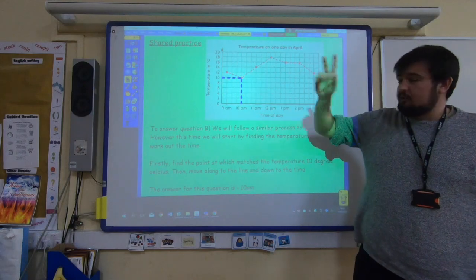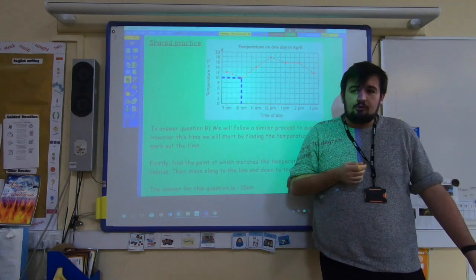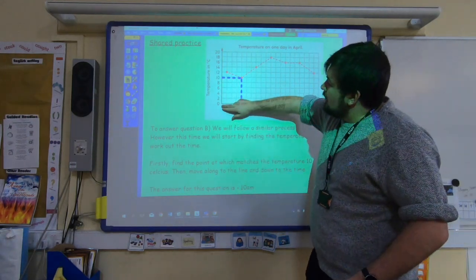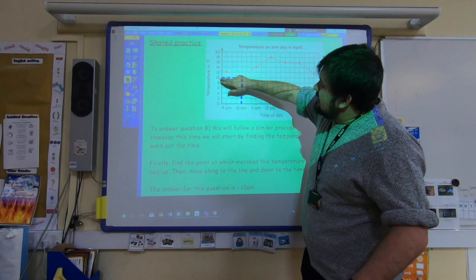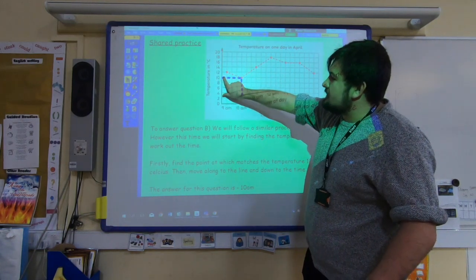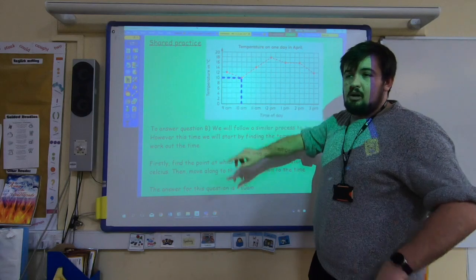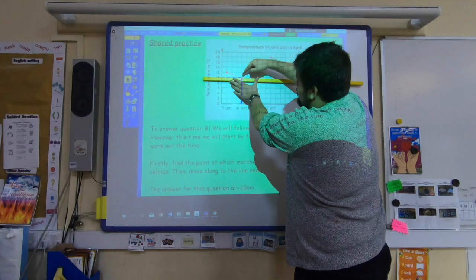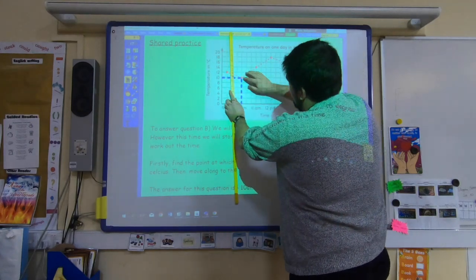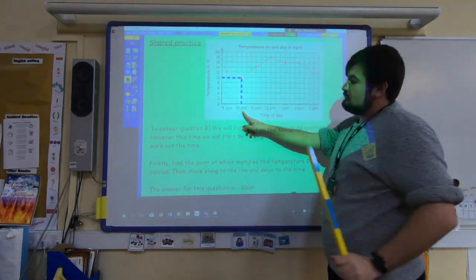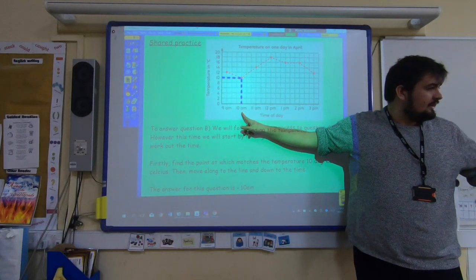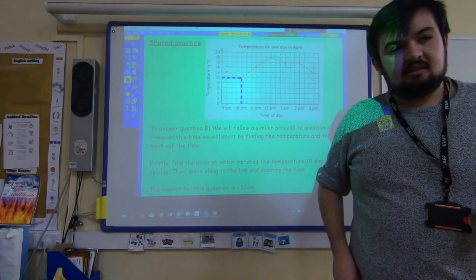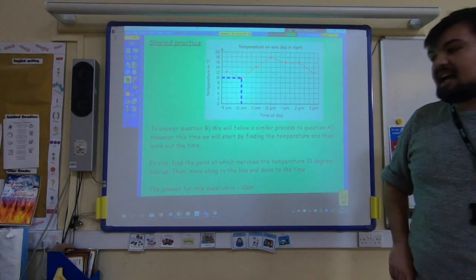This time I'm looking for my temperature to start with. What temperature was it I was looking for again? Freya? 10 degrees Celsius. So I'm going to go up the side and keep going until I get to 10 degrees Celsius. Can you see it's on this line here? Well, what I'll do again is I'll get my ruler, go across to where the dot is, and then go down to the time. What was the answer for that one? 10 a.m. Brilliant.